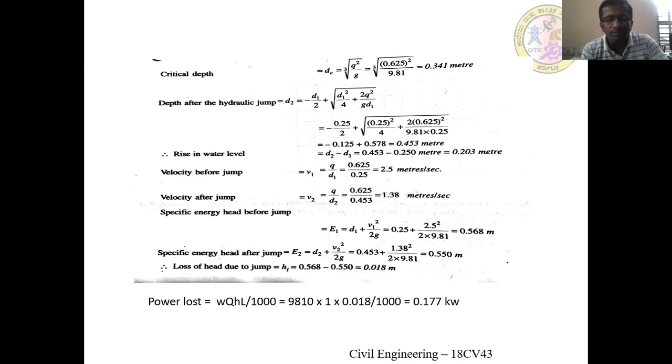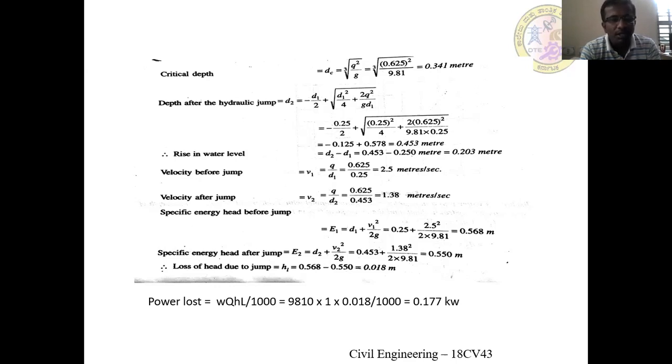Velocity before jump is q by d1. D1 is given as 0.25, so it is 2.5 meters per second. Velocity after jump is q by d2, 0.625 by 0.453, where 0.453 is the value of y2. So substitute, and you get 1.38 meters per second as the velocity after the jump.